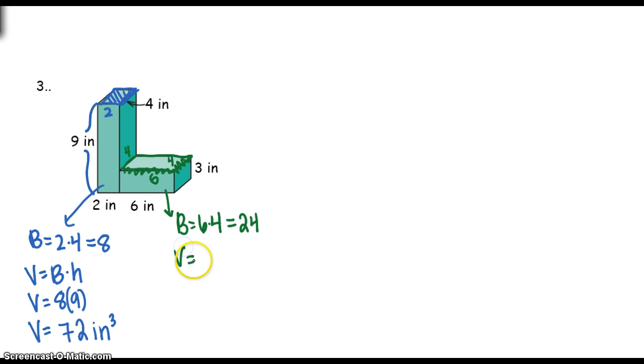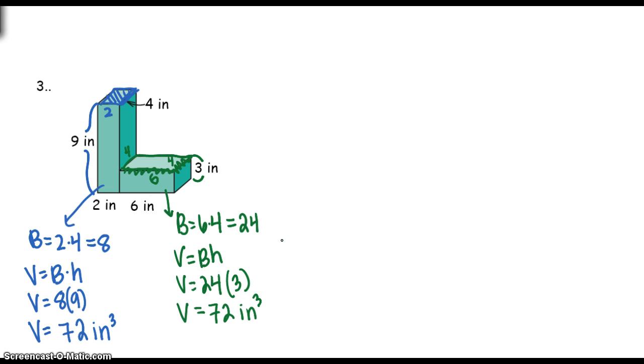Now we're going to find volume, which is area of the base times the height. The area of our base we just found was 24. And the height is right here, 3 inches tall. So then 24 times 3 on the calculator is also 72. It's kind of weird. They're both the same, huh?